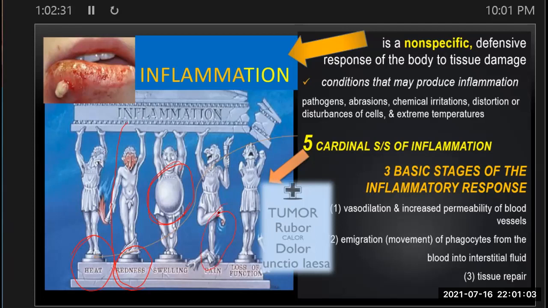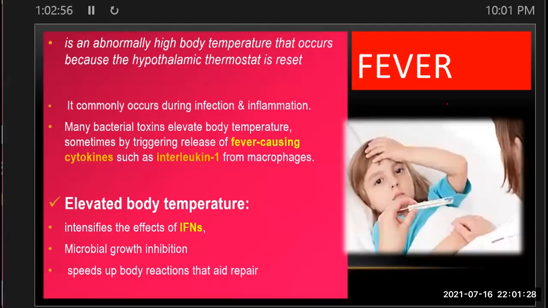Well, the first 4 of the 5 cardinal signs of inflammation were described by Celsus. First 4 described by Celsus. However, loss of function was later added by Virchow. So, are we okay with that?